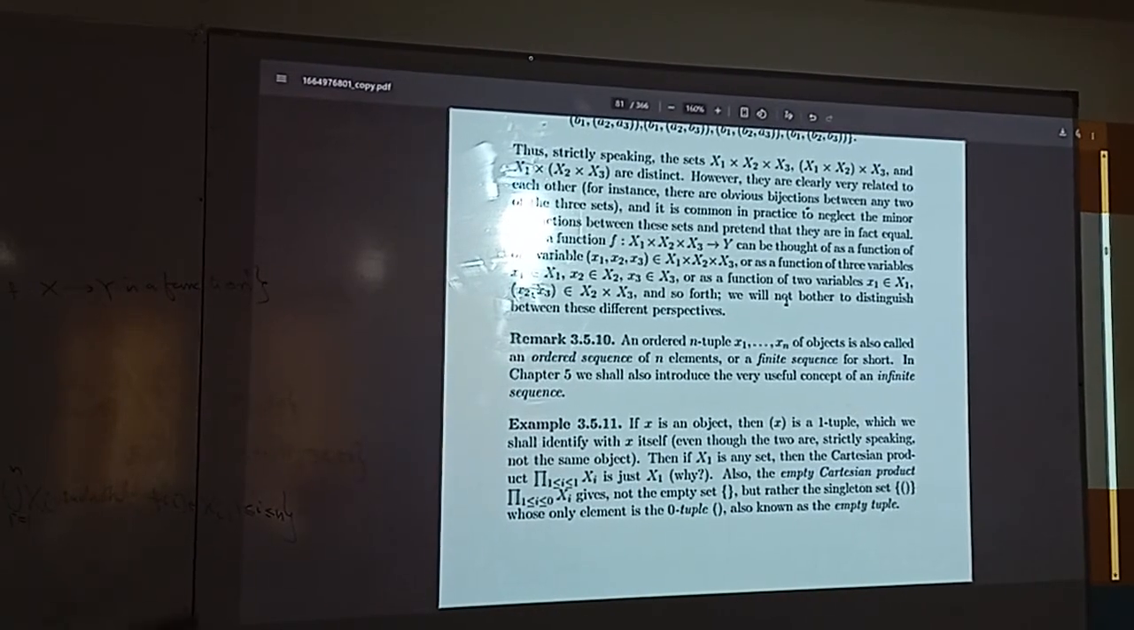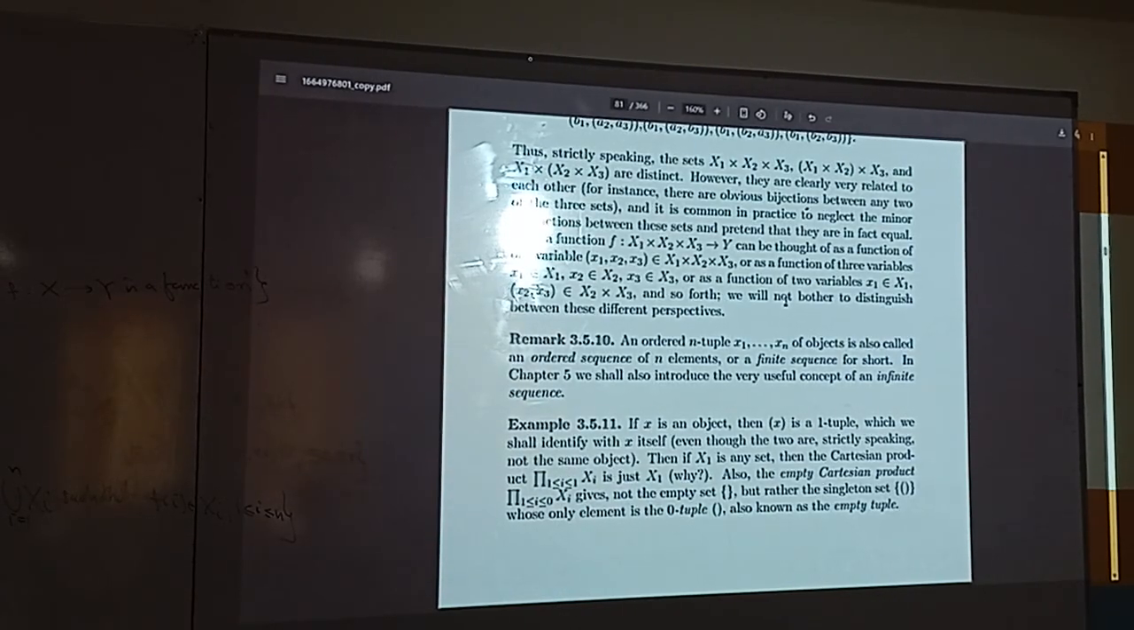Whose only element is the zero tuple, also known as the empty tuple. It's very good you said so. Anyway, these are just names, no big deal.